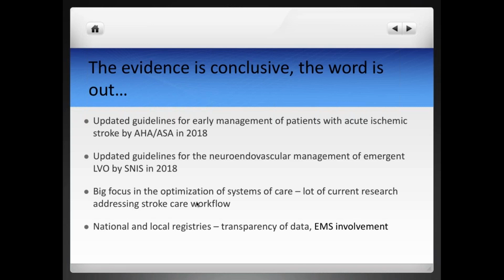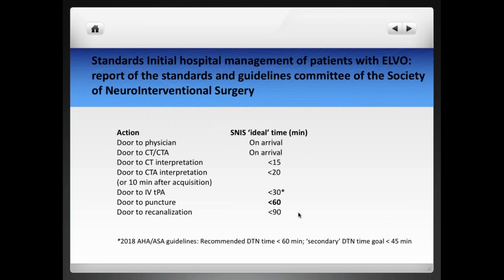And I think the focus right now is really going into the optimization of systems of care. How do we optimize the care of these patients in terms of what is the appropriate imaging triaging of these patients, what is the right EMS involvement and pre-notification in a stroke, with the whole objective to get better outcomes on these patients.